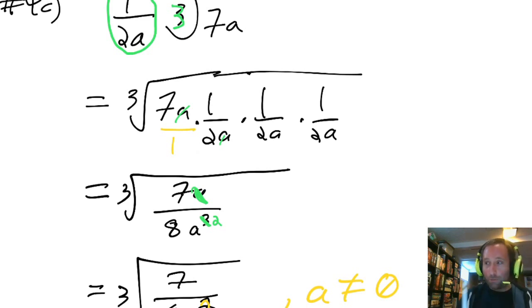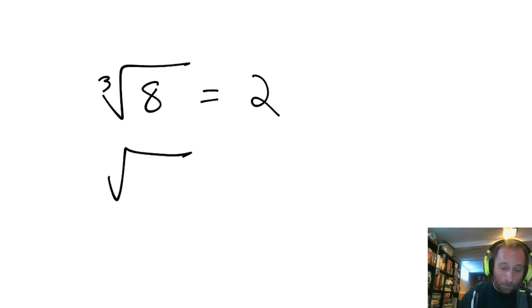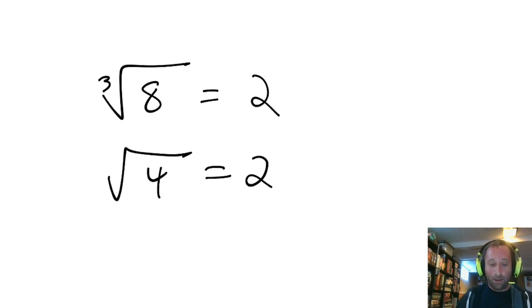Now, speaking of restrictions, before I go on to the next question, I want to drill down on when those restrictions occur, specifically looking at the index and whether it's even or odd. So, what is a radical? Both of these expressions: the cube root of 8 is equal to 2, the square root of 4 is equal to 2. What is actually happening here?